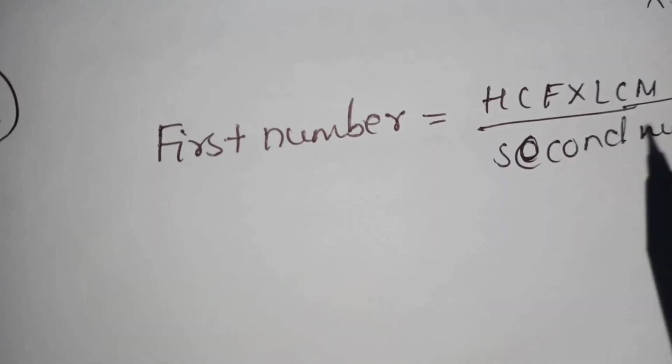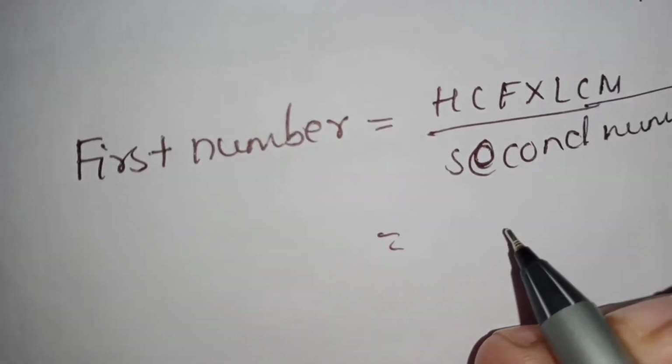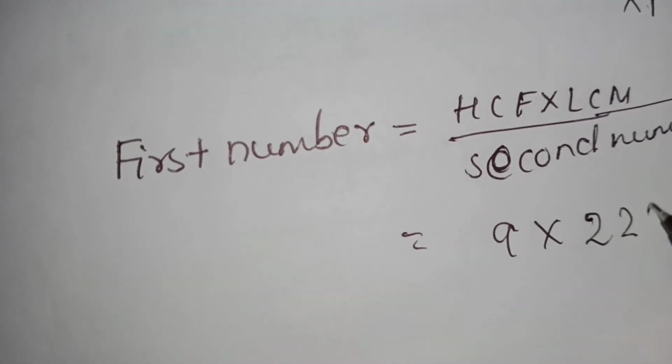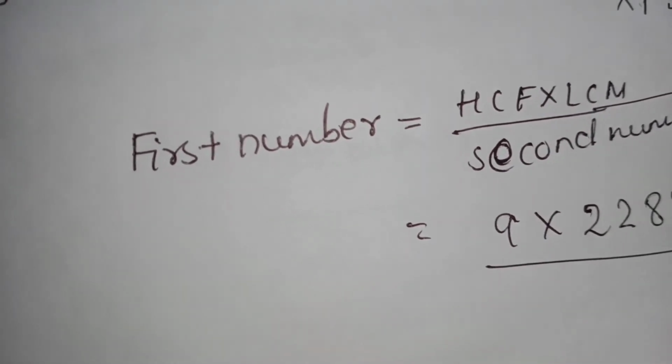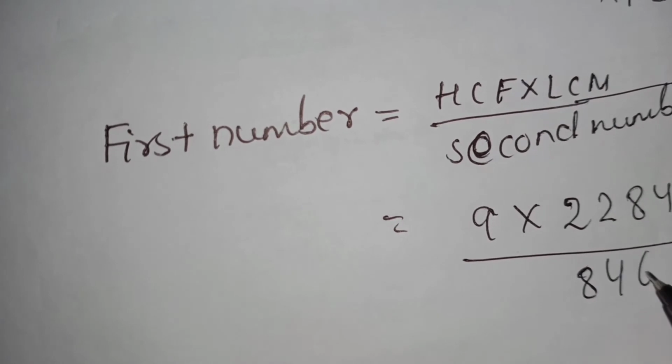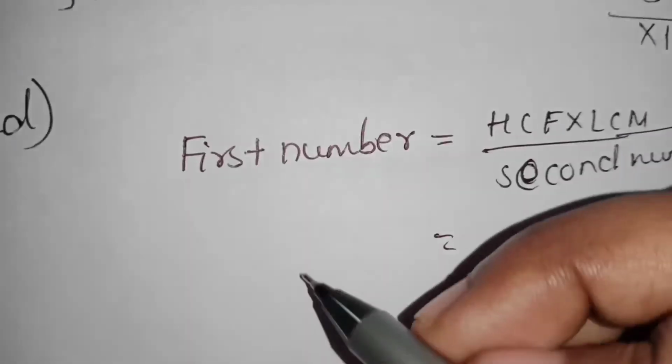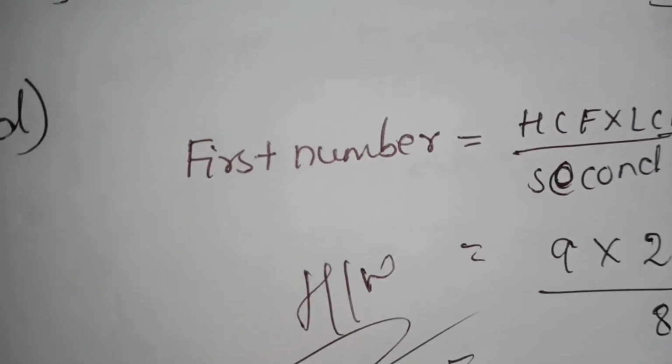Okay, so SCF is given 9 and LCM is given 22,842, divided by the second number, 846. So you will multiply this and divide by this. You will get the answer. Okay, so this is also your homework. You will do by yourself.